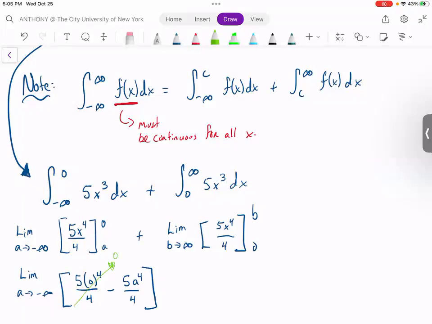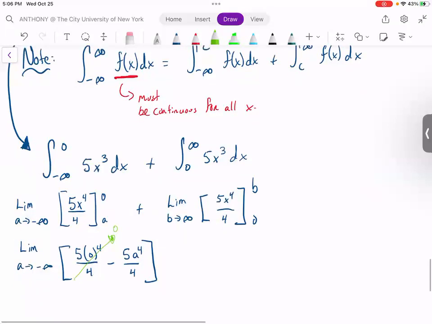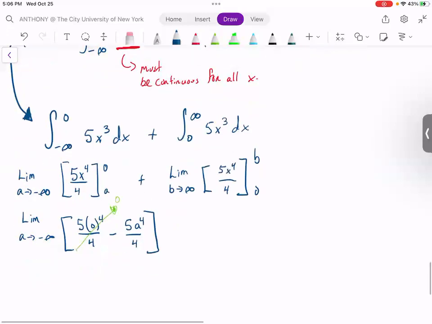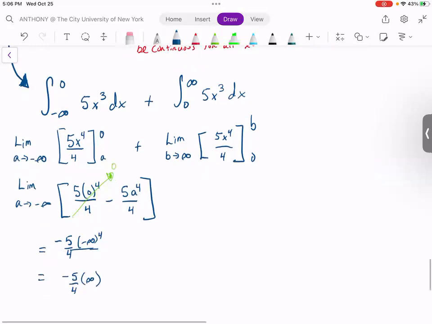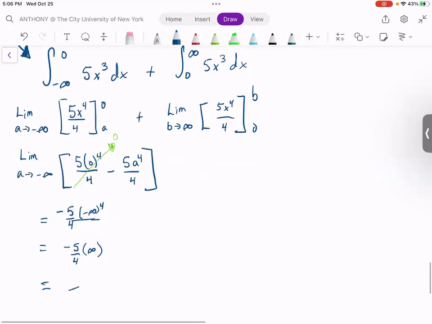Okay, what happens when I plug in negative infinity for a? Well, first of all, what is negative infinity to the 4th power? Infinity. If I take infinity and I multiply by negative 5 over 4, what would we get? Negative infinity. Very good. So I'm just going to show you this process, right? So you get negative 5 over 4 times negative infinity to the 4th power. But negative infinity to the 4th power is just infinity. So if I take negative 5/4 and I multiply by infinity, you get negative infinity.